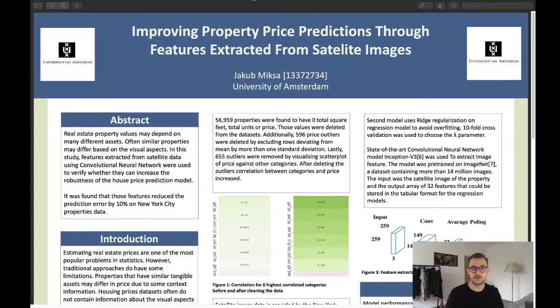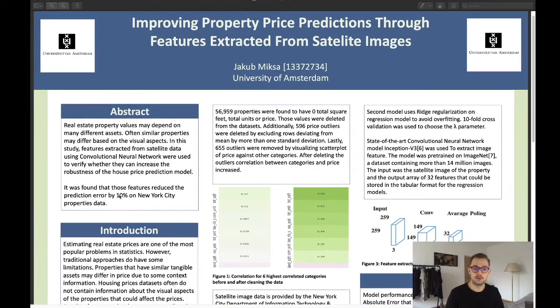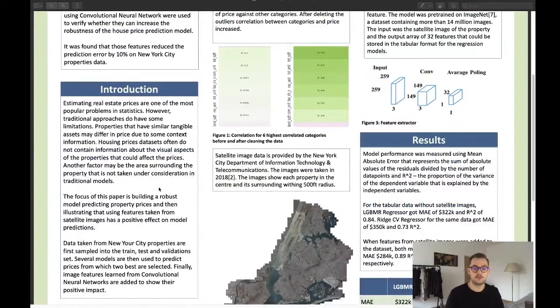So the topic of this research was to build a robust model that would predict housing prices and then check whether visual features taken from satellite images could improve this model. And in fact, in this case, the mean absolute error was decreased by 10%. So estimating prices is one of the most popular statistics problems.